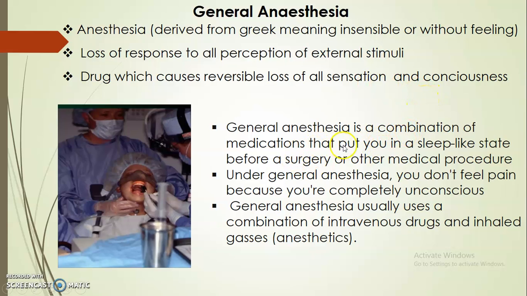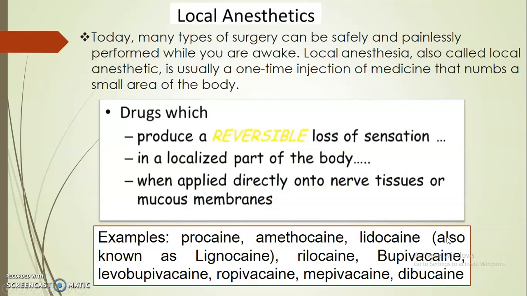So it is a combination of medication that puts you in a sleep-like state before a surgery or medical procedure too. Under general anesthesia, you don't feel pain because you are completely unconscious. General anesthesia usually uses a combination of intravenous drugs and sometimes inhaled gases. And local anesthetics means many types of surgery can be safely and painlessly performed while you are awake. Local anesthesia is usually a one-time injection of medicine that numbs a small area of the body.